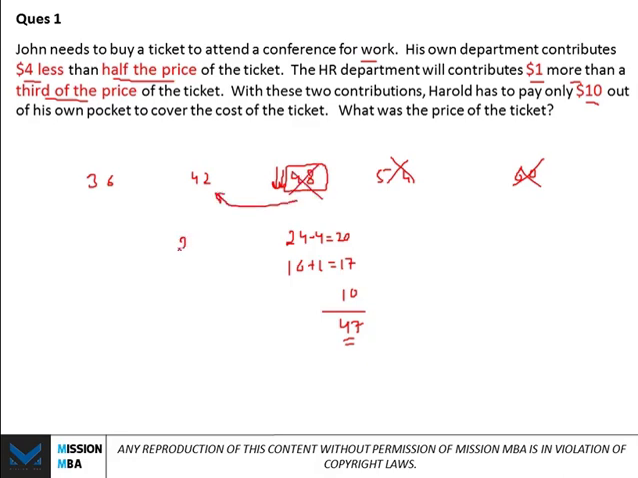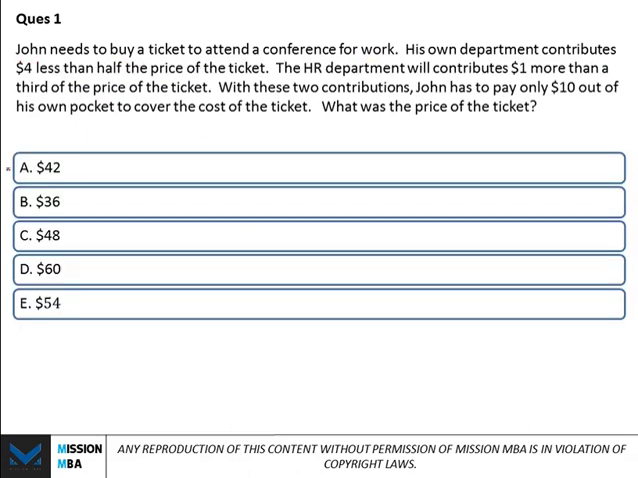42. His department, half of that minus 4, 17. HR, 1/3 plus 1, that's 15. He pays 10, 17, 15, 32, and 10, 42. Perfect. The scenario matches. Your answer is 42. And we are done. So guys, you can just see how quickly I got there. Might be around 20 seconds, and that has actually helped you in your quant section a lot. So 42 is the answer.